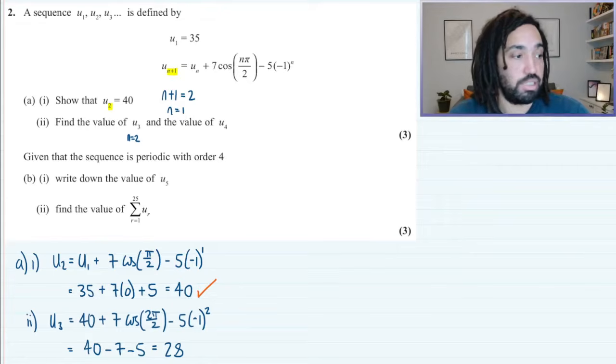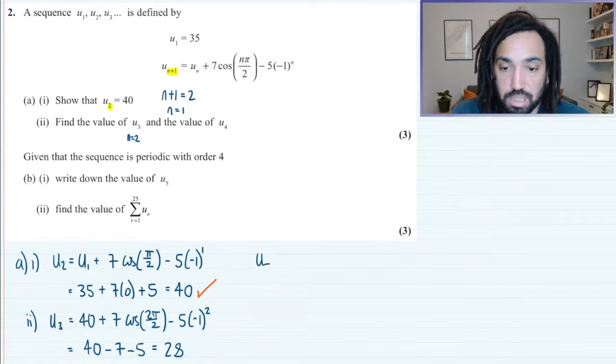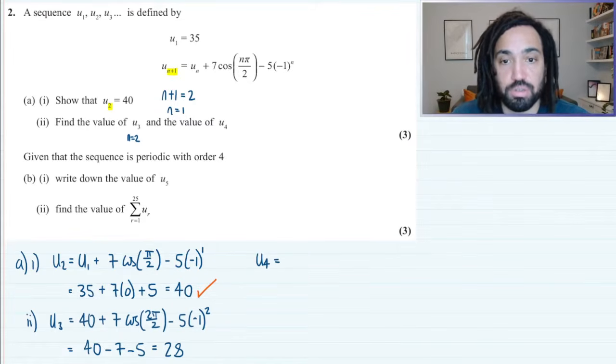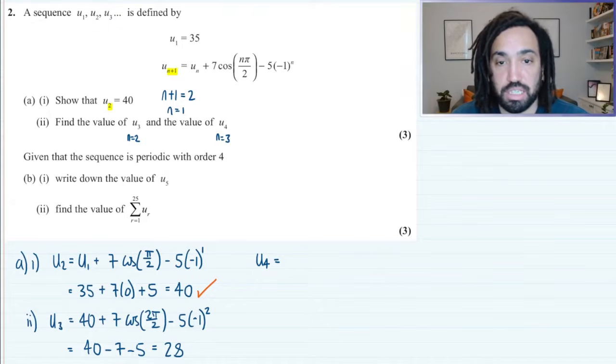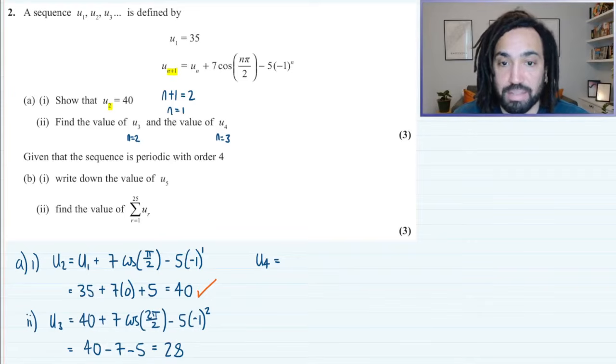Yeah, perfect. Okay, so next we need to find u4, and of course u4, again by the same logic, is when n is equal to 3. So that's going to be u3, which we know already is 28. So let's just put that straight in.